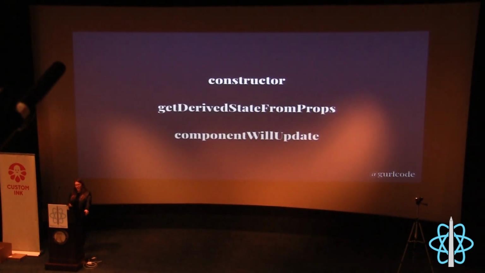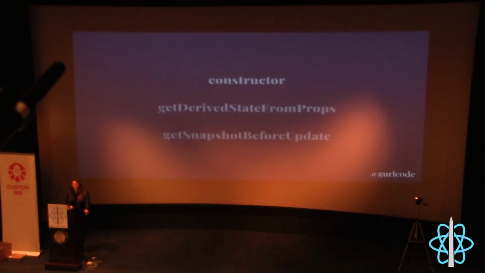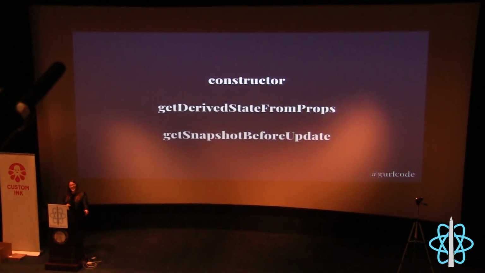Component will receive props will be replaced by get derived state from props, and that's a static method on the class. It's invoked right before calling the render method, both on the initial mount and on subsequent updates. And component will update is replaced by get snapshot before update. So it's invoked right before the most recently rendered output is committed. So right before the commit phase, there is a brief pre-commit phase where you can access the DOM, and that's when this is called.